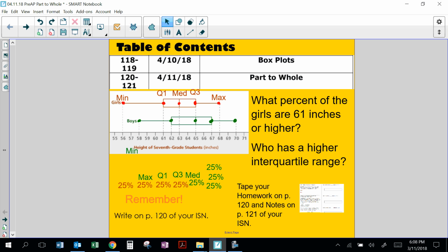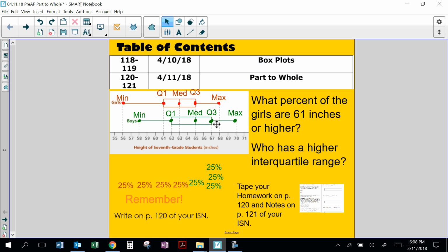So the minimum boy is 58 inches. That means the shortest boy is still 2 inches taller than the shortest girl. The maximum boy is 70 inches. The median is 65 inches. The median of the lower half is 62 inches, and the median of the upper half is 67 inches.